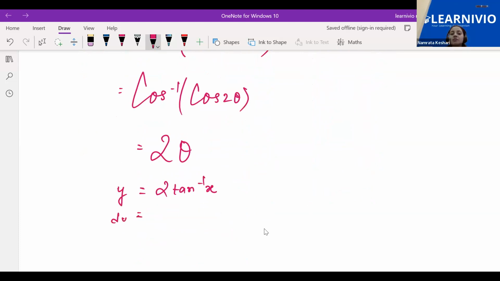So dy/dx is equal to 2 times the derivative of tan inverse x, which is 1 by 1 plus x square. This one, right, Annapurna? Yes. Perfect. Let's do the next one.